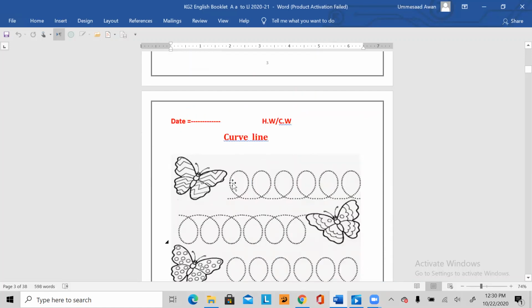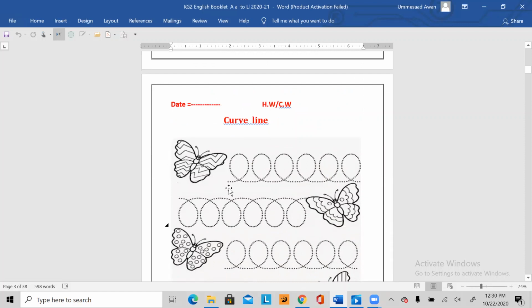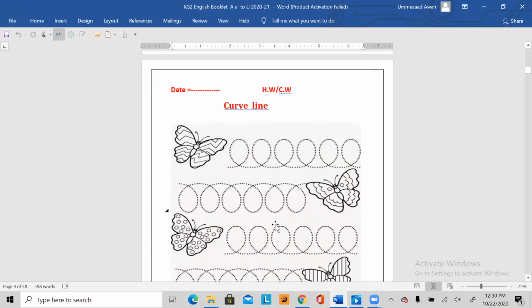Now here we have the curve line. What is this? It's called curve line. For the curve line, we will put our pencil here and move from left to right, a little bit up, then down, then again right, up, then down, and then again right. So it will be a curve line. This is curve up, this is curve down.